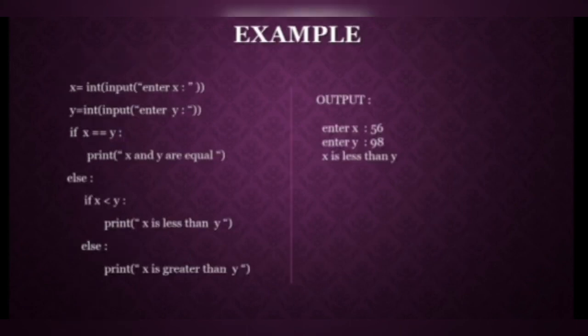Here is an example for that. x = int(input("Enter x")), y = int(input("Enter y")). If x == y, then print "x and y are equal". Else, there is an if statement inside the else block. If x < y, print "x is less than y". Else print "x is greater than y". So if we enter x equal to 56 and y equal to 98, the condition of the inner if statement is true, so the body of the if statement is executed.